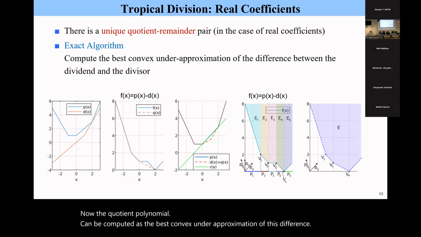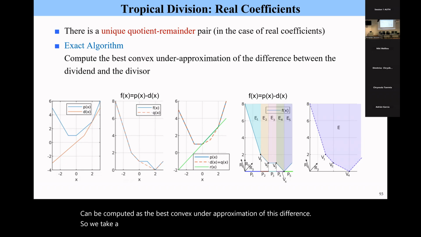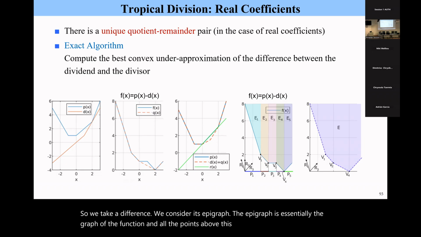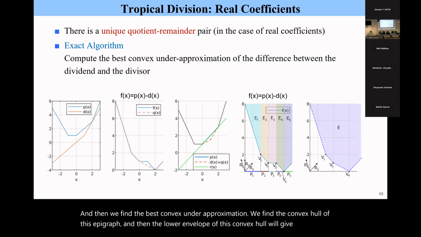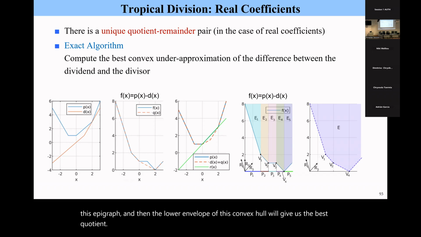So we take the difference, we consider its epigraph. The epigraph is essentially the graph of the function and all the points above this graph. And then we find the best convex under approximation. We find the convex hull of this epigraph. And then the lower envelope of this convex hull will give us the best quotient polynomial. So this is a better algorithm.